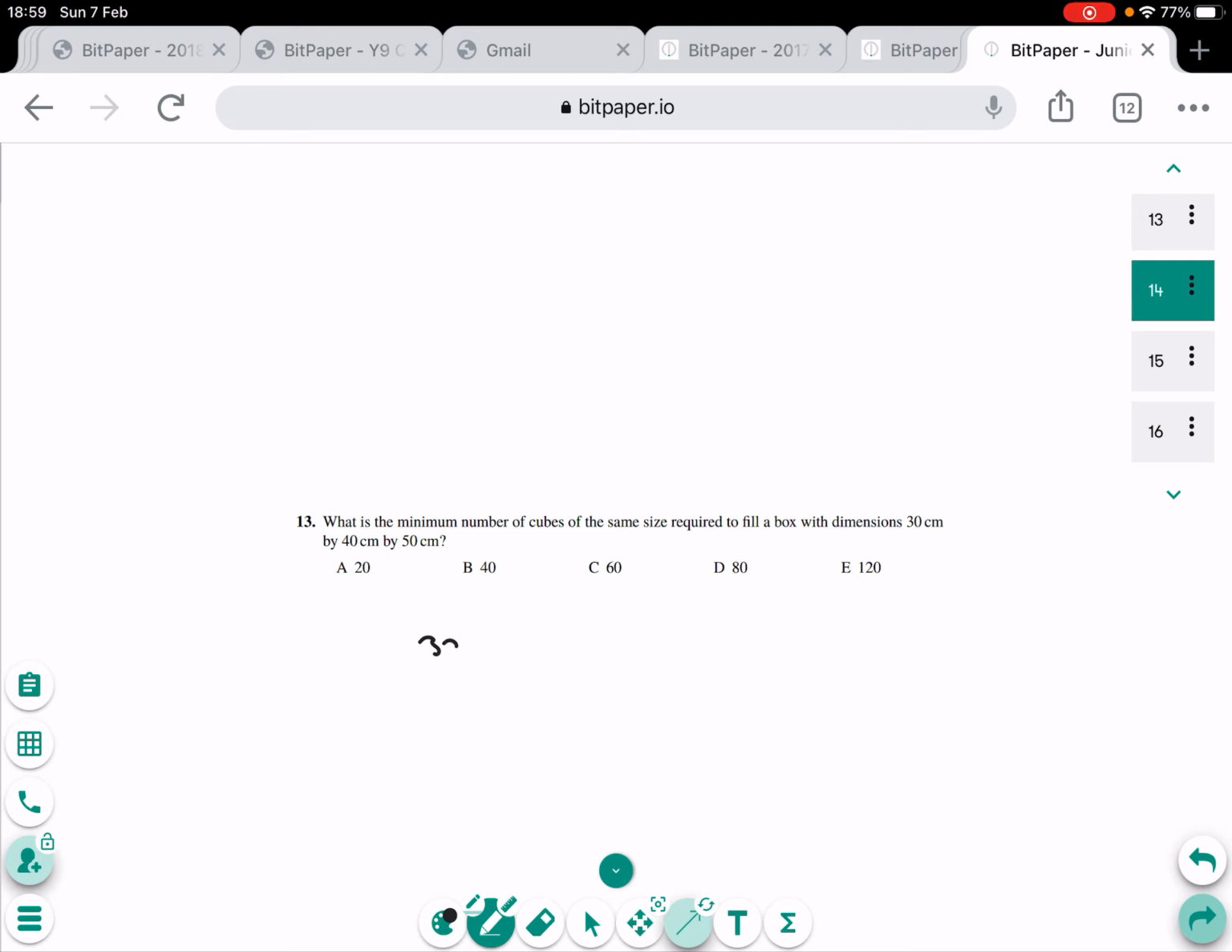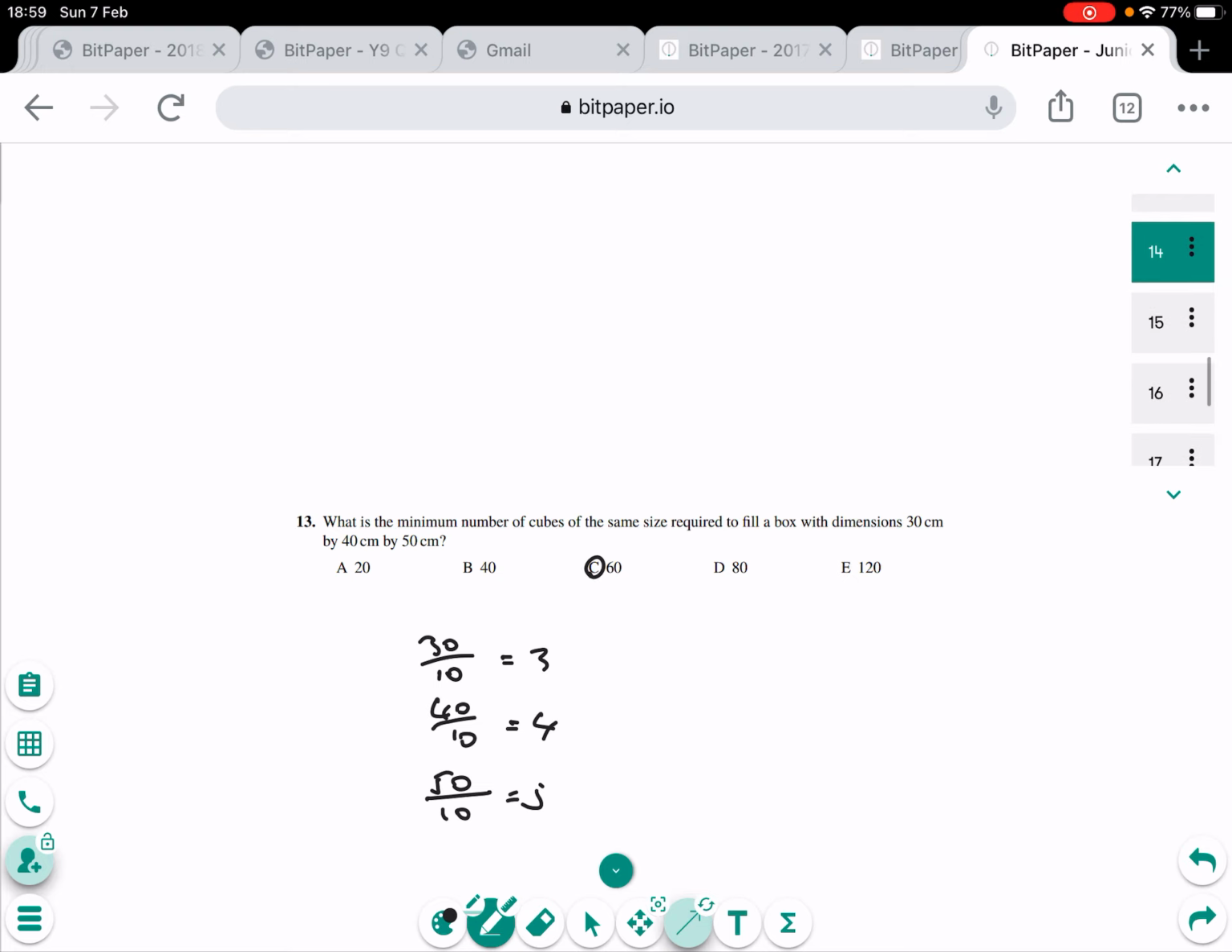So there's 30 divided by 3, which equals 10. 40 divided by... no, sorry. 30 divided by 10 equals 3. 40 divided by 10 equals 4. 50 divided by 10 equals 5. So 3, 4 and 5, so 12, 60. So the answer to question 13 is C, which is 60.